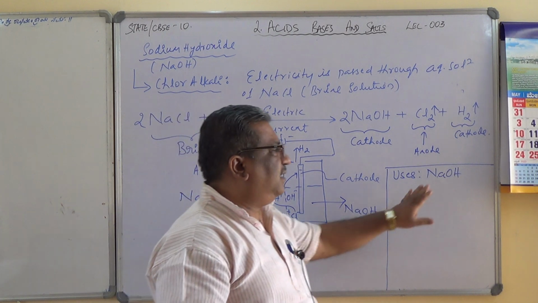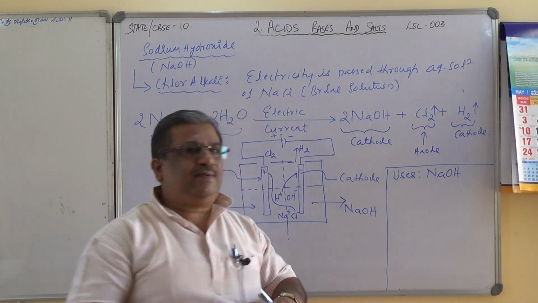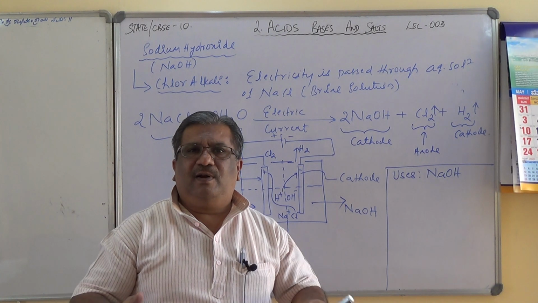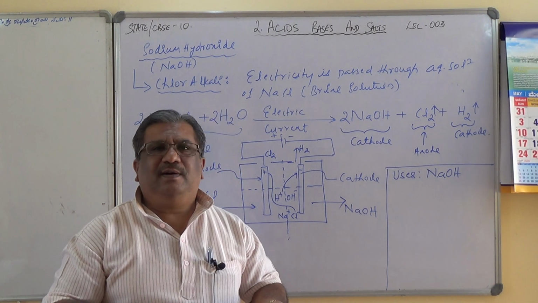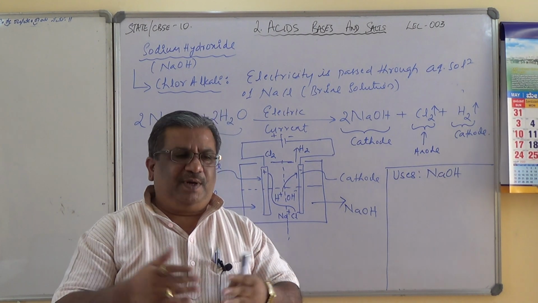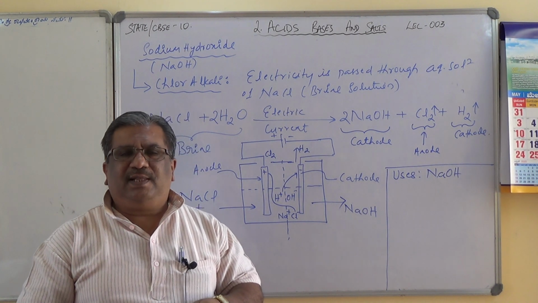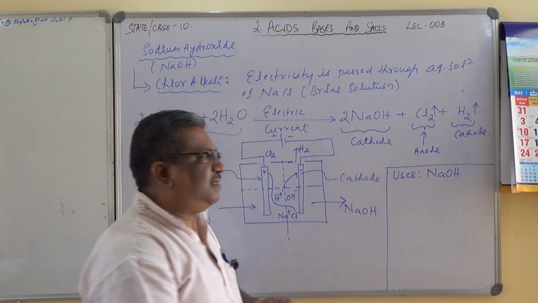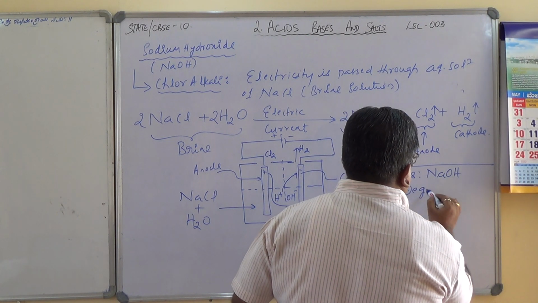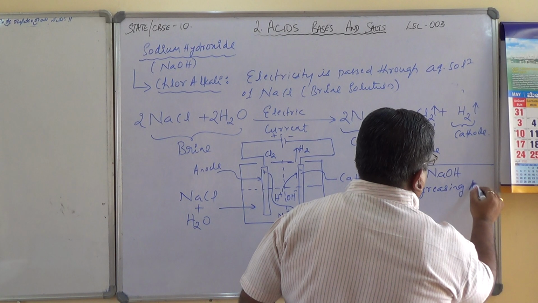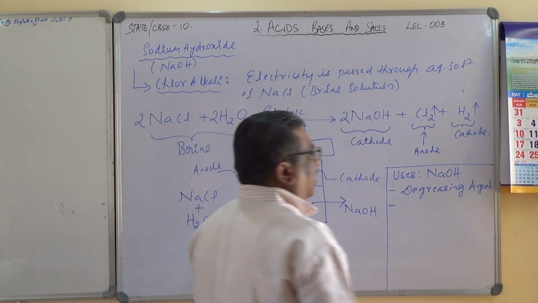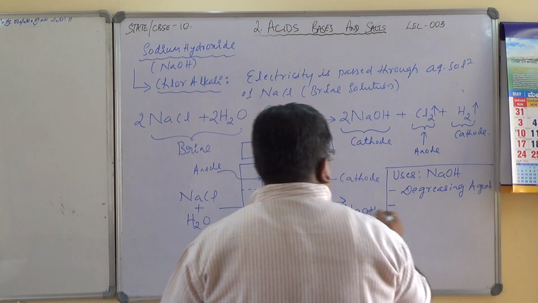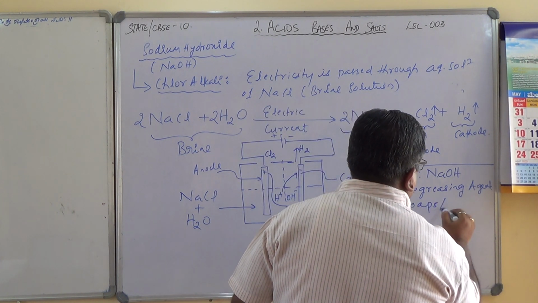It is used as a degreasing agent. Means you must have seen the chains and sprockets in a bike and all, which will be greasy in nature. By putting oils and grease over a period of time, a lot of grease will be there on that. And if it is to be cleaned, how do you clean that? If you have to make them free of grease, then we use sodium hydroxide solution. So this acts as a degreasing agent. First thing. It is also used in the manufacturing of soaps and detergents.